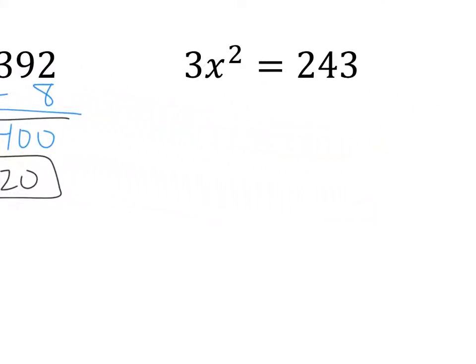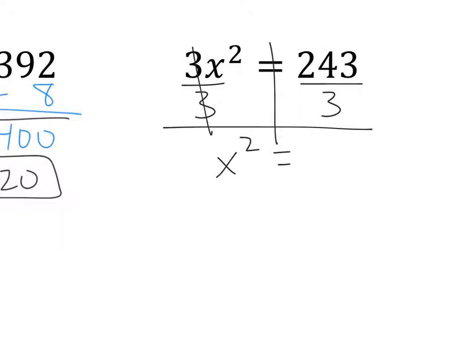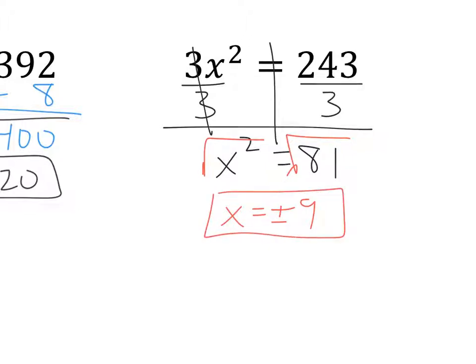Okay, finally, here we have this 3 out front of the x squared, so we can divide by 3 on both sides to get that x squared is equal to 243 divided by 3, which is 81. And then if we take the square root of both sides, we end up with x equals positive 9 and negative 9, because the square root of 81 is plus or minus 9.